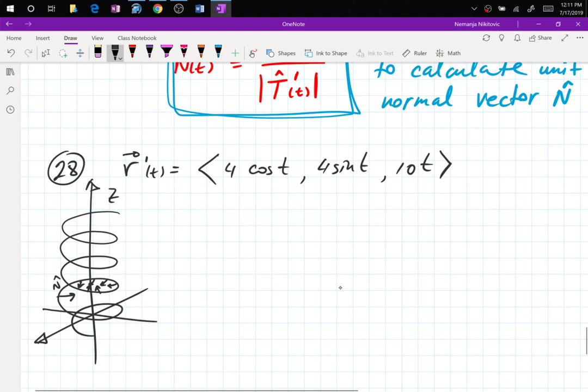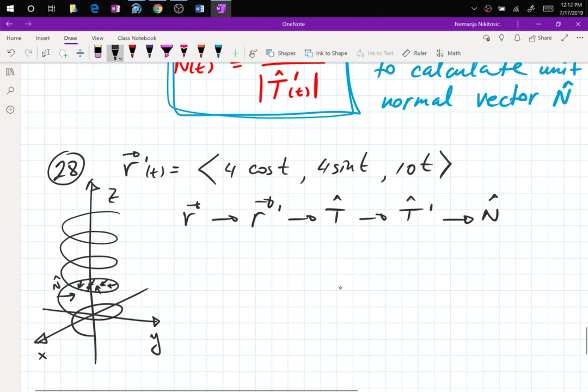So all of these are n hats, and they happen at different points, so they're in different locations, obviously. We need r prime so we can get t hat, so we can get t hat prime, so we can finally get n hat. One more time: we need r prime to get to t hat prime, to get to n hat. So r goes to r prime, goes to t hat, goes to t hat prime, goes to n hat. Do we understand why this can take 40 minutes of your life?